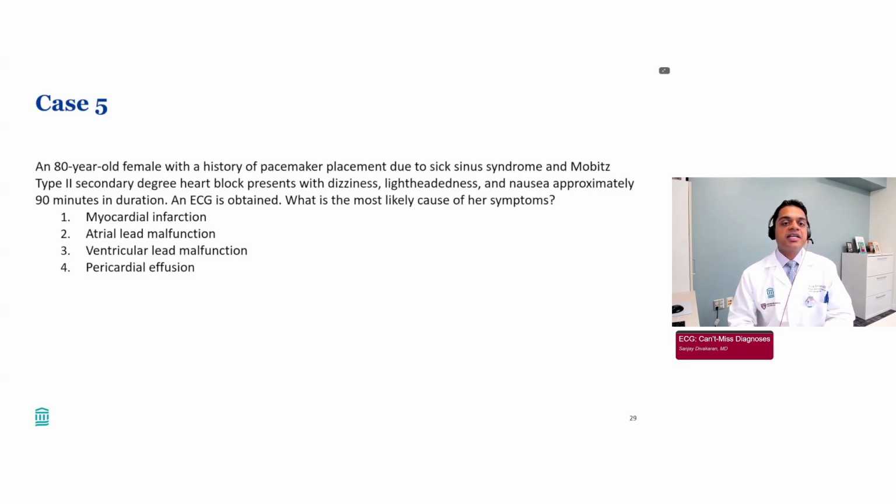Case 5, an 80-year-old female with a history of a pacemaker placement due to sick sinus syndrome and Mobitz type 2 second-degree heart block presents with dizziness, lightheadedness, and nausea, approximately 90 minutes in duration. An ECG is obtained. What is the most likely cause of her symptoms? 1, a myocardial infarction. 2, atrial lead malfunction. 3, ventricular lead malfunction. Or 4, pericardial effusion.